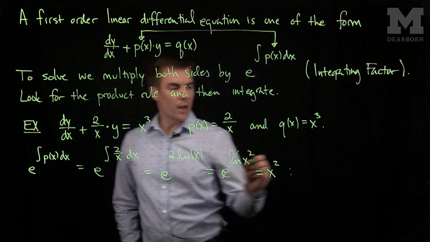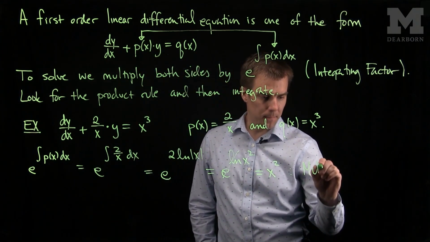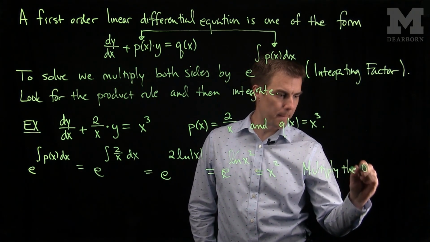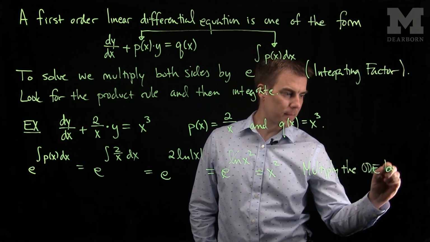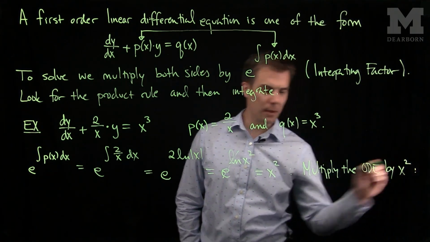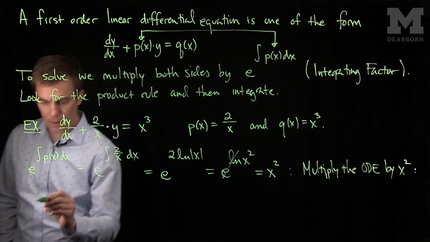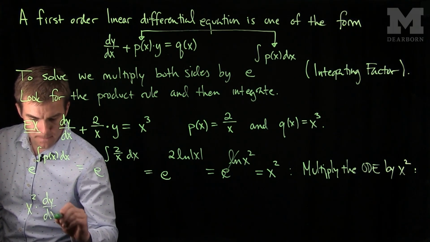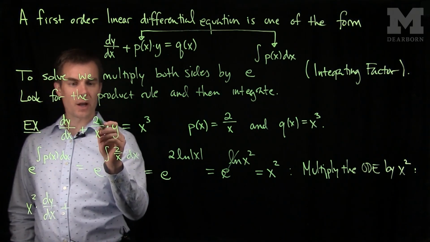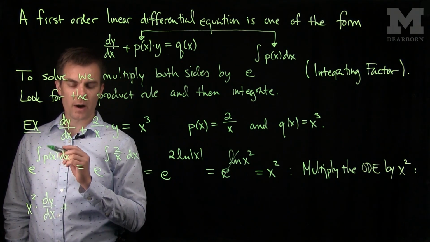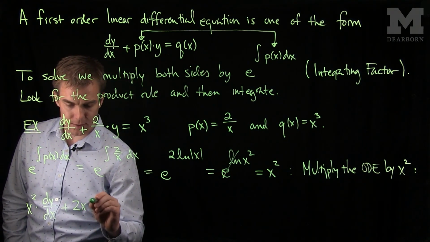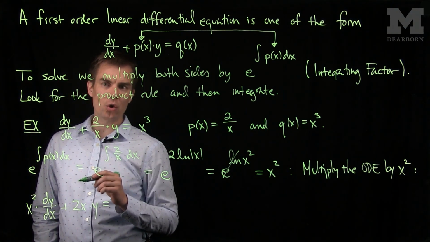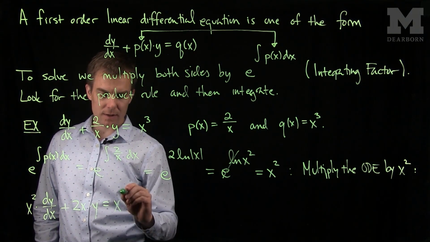So, we will now multiply the ODE by x squared. Let's do that. We'll have x squared times dy/dx plus, when I multiply 2 over x by x squared, I get 2x times y. And when I multiply x cubed by x squared, I get x to the 5th power.